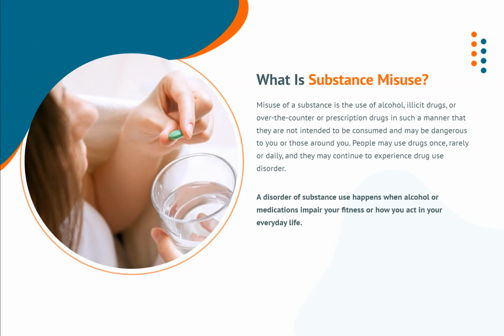What is substance misuse? Misuse of a substance is the use of alcohol, illicit drugs, or over-the-counter or prescription drugs in such a manner that they are not intended to be consumed and may be dangerous to you or those around you. People may use drugs once, rarely or daily, and they may continue to experience drug use disorder. A disorder of substance use happens when alcohol or medications impair your fitness or how you act in your everyday life.